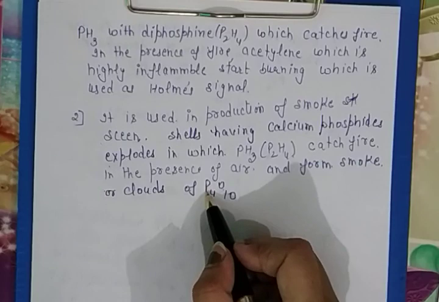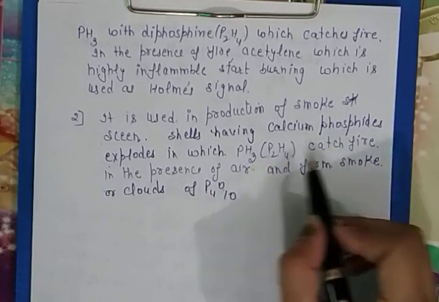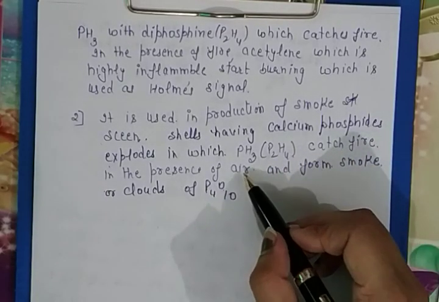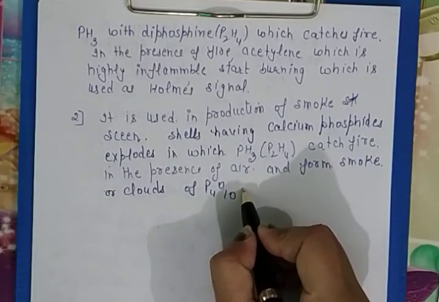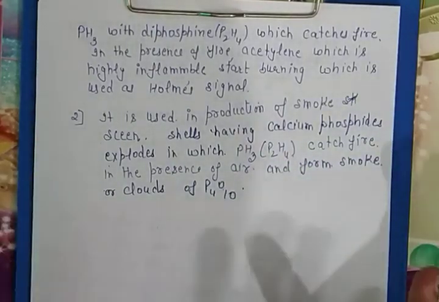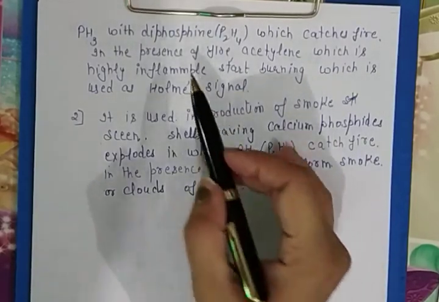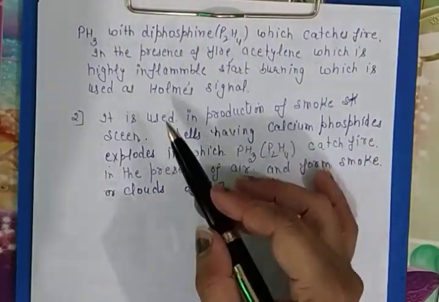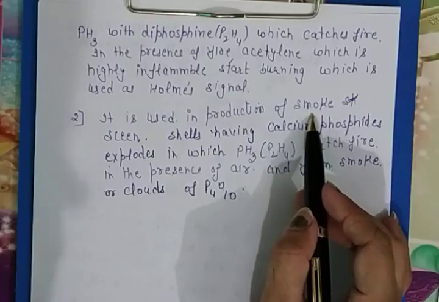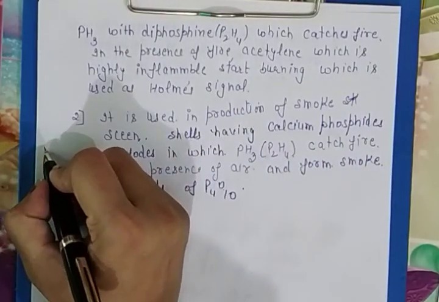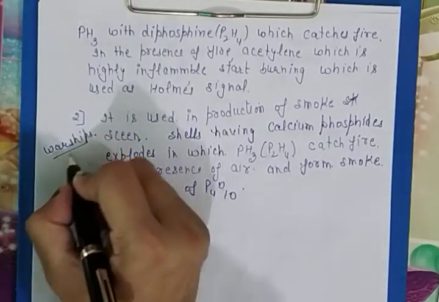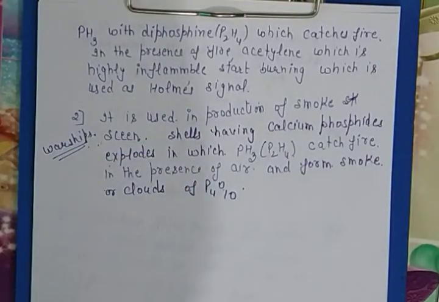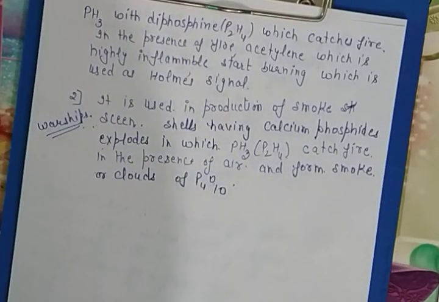How is it formed? By the action of oxygen on phosphine. So these are two uses of phosphine, as it is used as Holmes signal, or it is used in the production of smoke screen, where it is used in the warships, isn't it? So phosphine is completed.